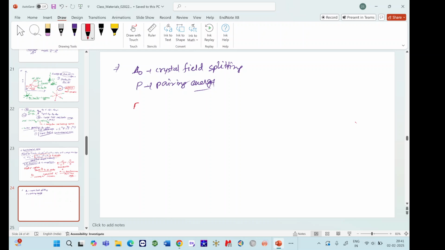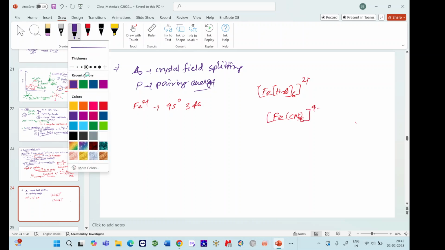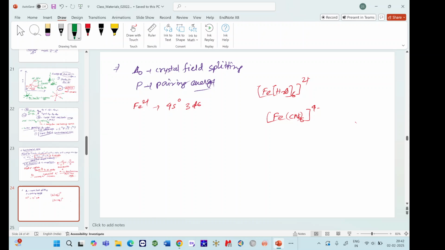Let's say Fe2+. Fe2+ you have 4s0, 3d6. Two complexes I'm showing: [Fe(H2O)6]2+ and [Fe(CN)6]4-. In both cases, metal will have +2 oxidation state. Okay, CN is all minus, so 6 minus 4, it is 2.